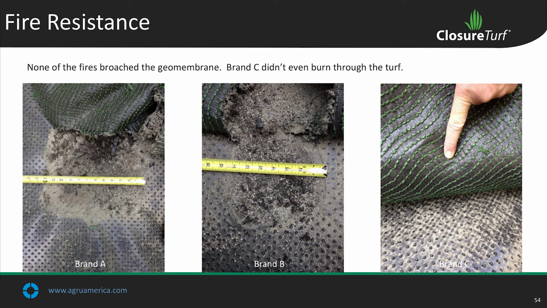So if a burning tree branch or what have you falls onto, say, the perimeter of a ClosureTurf facility during a wildfire, you'll have some localized, easily repairable damage versus losing the entire vegetated surface, in which case a raging fire going up the side slopes will burn up landfill gas wells, landfill gas piping, and any other monitoring or environmental controls that you might have on the surface of your site. Not so with ClosureTurf.